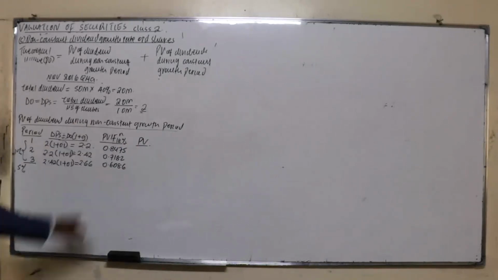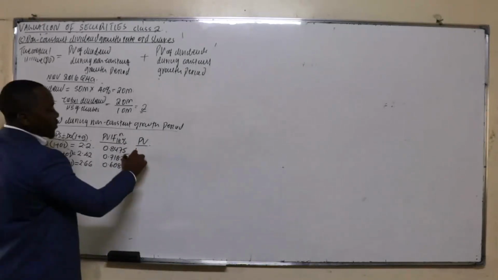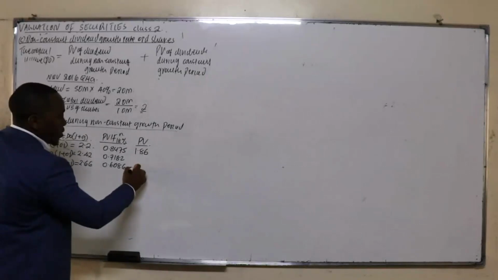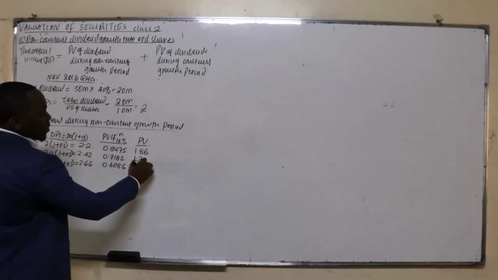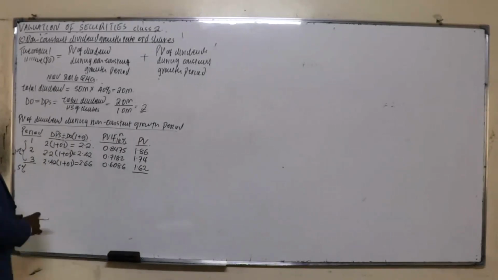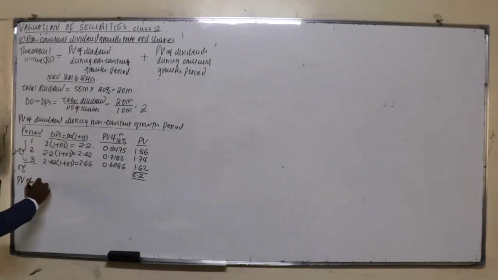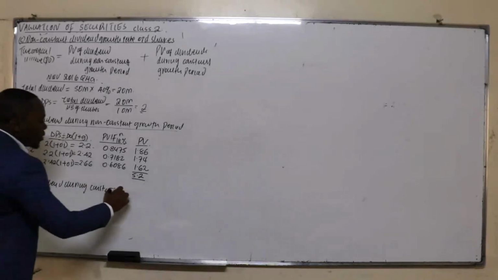So you take the dividend and multiply by the discounting factor. The last one is 1.62. Then we add the total, and we get 5.2. So now we have the present value of the dividends during the non-constant growth period. Then we compute the present value of dividends during the constant growth period.